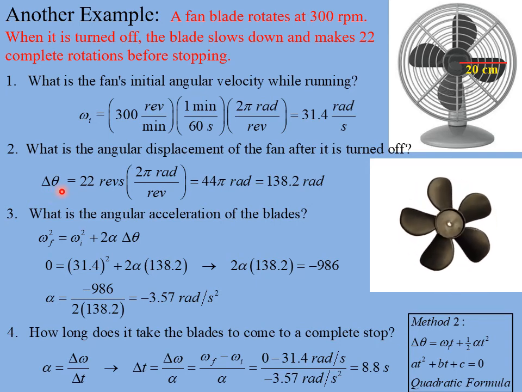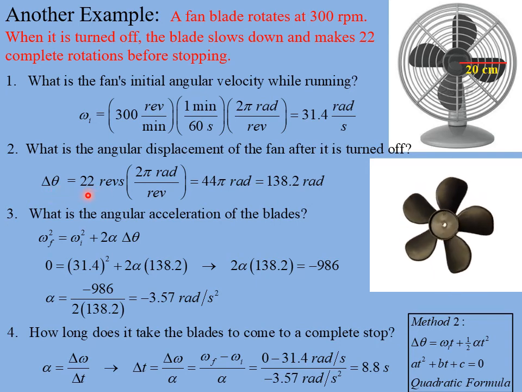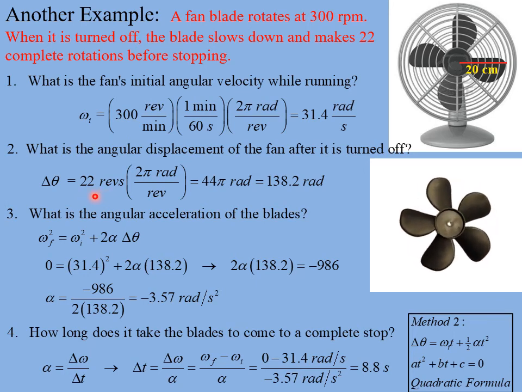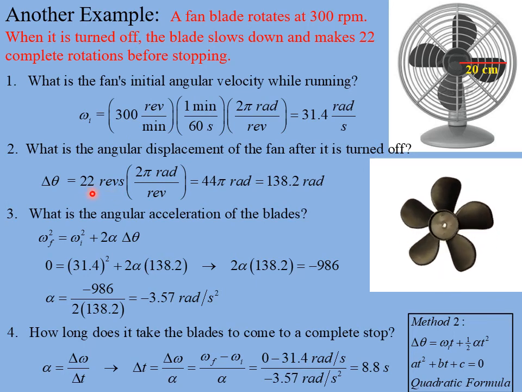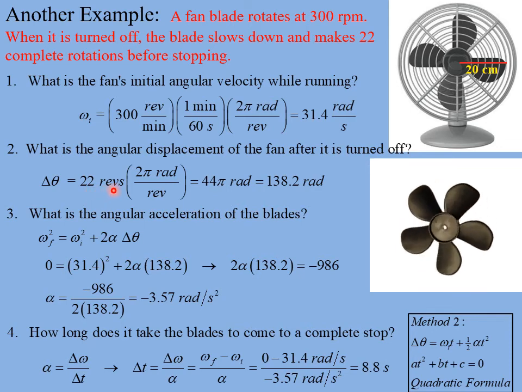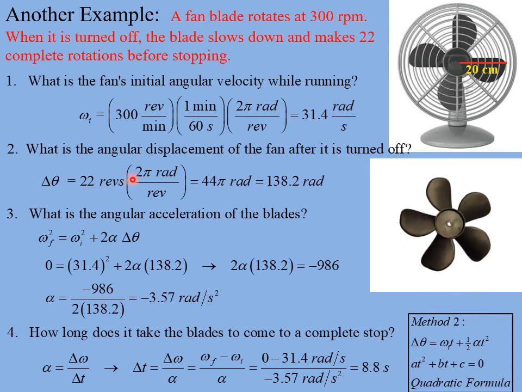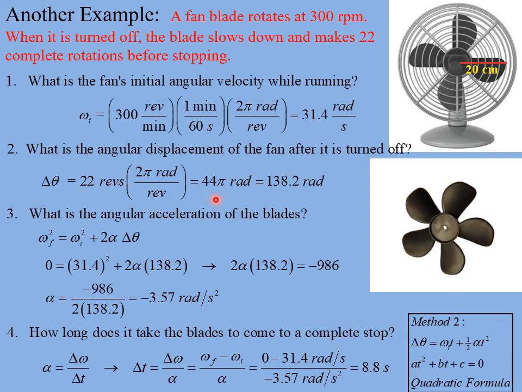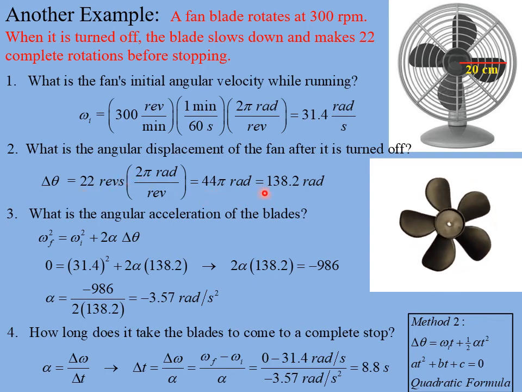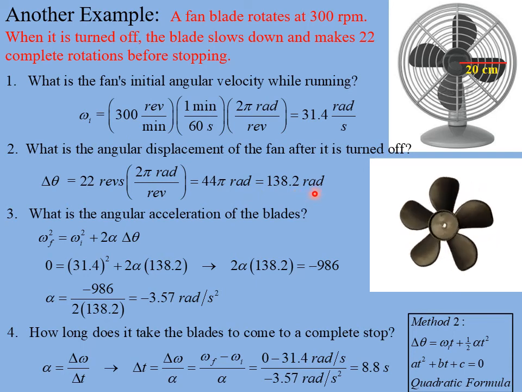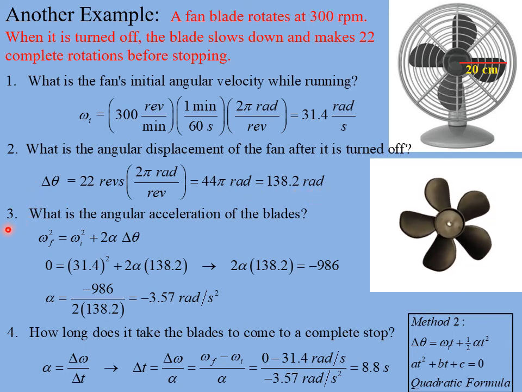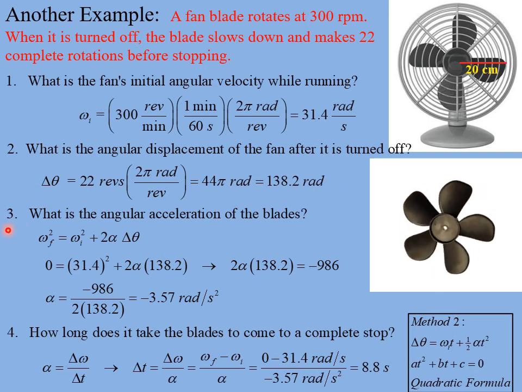Delta theta here, remember we're told that it turns 22 times. So, most of the work is done for us. We just have to convert that to radians. So 22 revolutions, we just multiply that by 2 pi radians per revolution. So 22 times 2 pi is 44 pi, or 138.2 radians. There's our angular displacement.